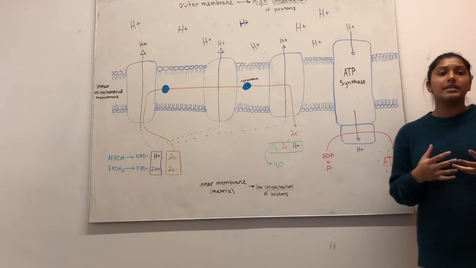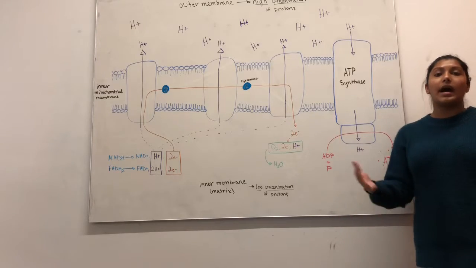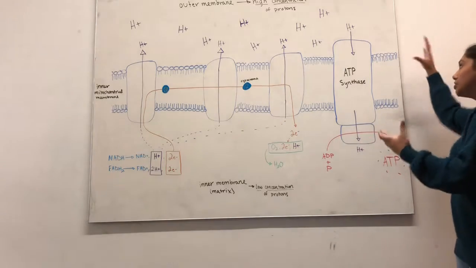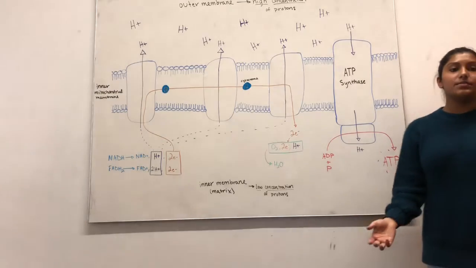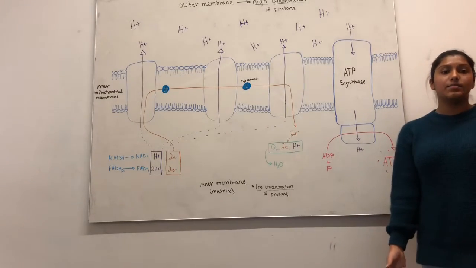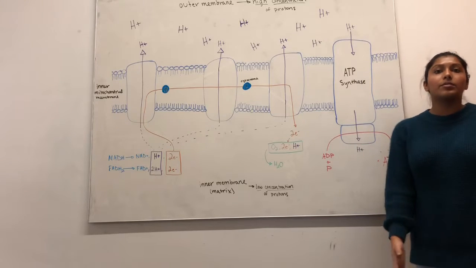Ultimately, though, the point is that without this proton gradient, without the high concentration spurring the hydrogen ion to pass through the ATP synthase, the large amounts of ATP we require to function on a daily basis would not be created. We would not be able to survive.